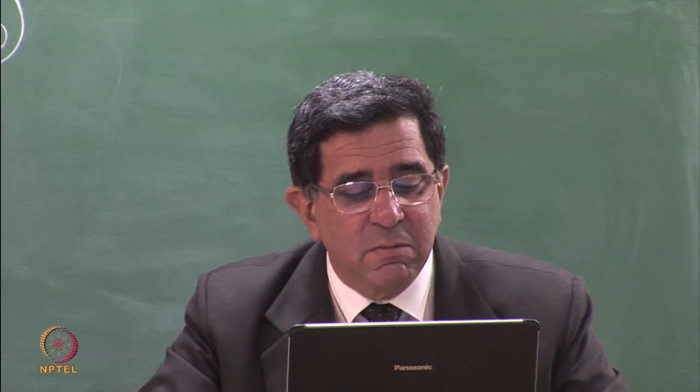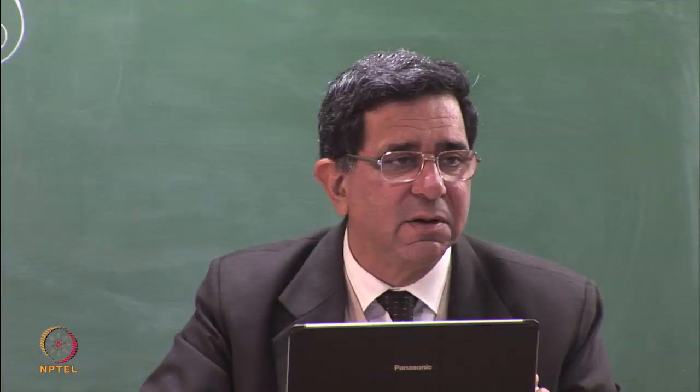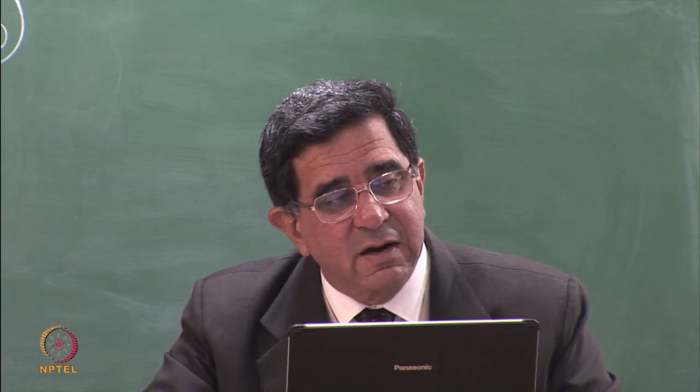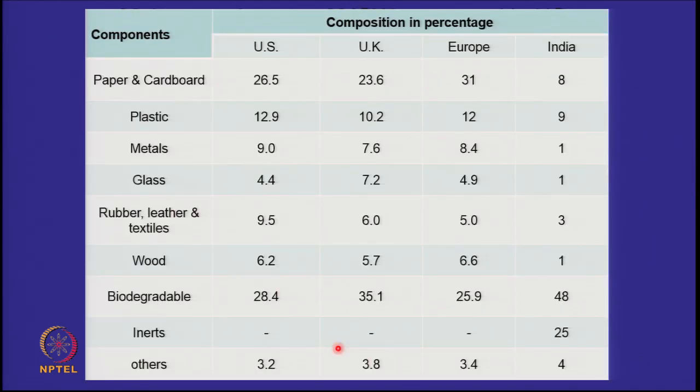So there will be waste which cannot be recycled or processed. All industry will say, this is not good enough for me. And those which can be recycled and processed, they will give you residual waste. That will also come to the land. So if I look at the type of waste which is coming out in different countries, these are the components: municipal solid waste, paper, plastic, metals, glass, rubber, leather and textiles, wood, biodegradable, inerts, other. So first remember, inerts is not like true inerts, it's like construction and demolition waste.